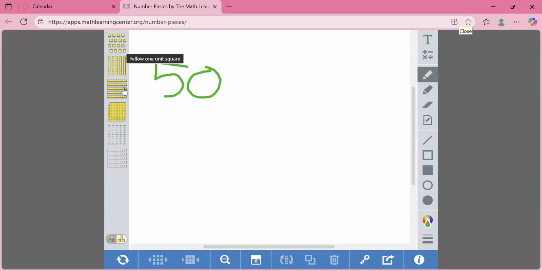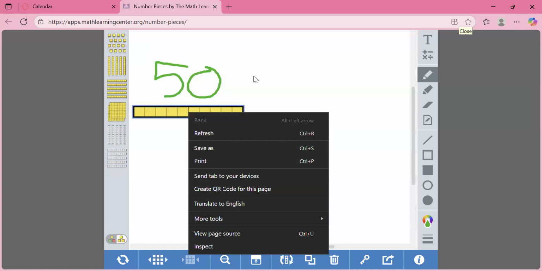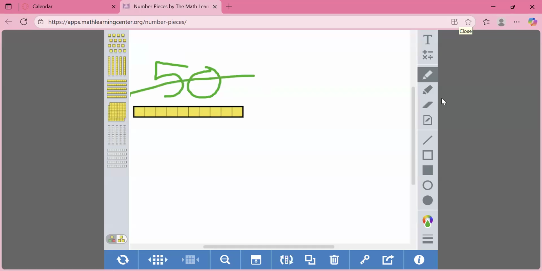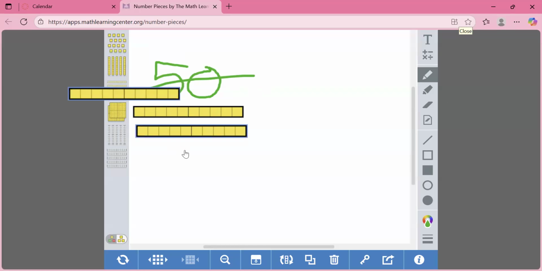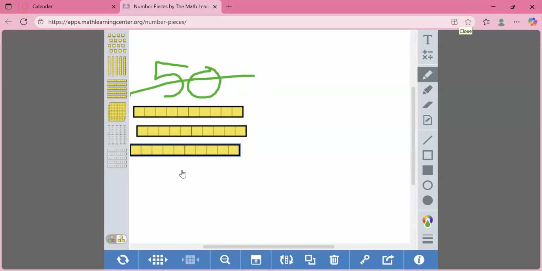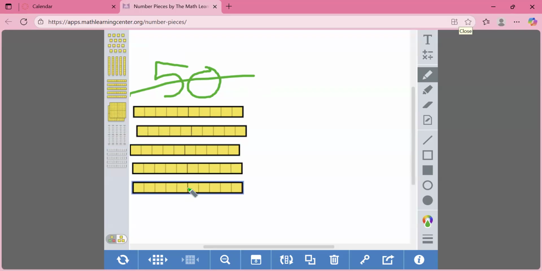If you don't, it's okay. You can have the 10 rods. We can use 5 of the 10s. And that is the same as if we used 50 of the single ones. But we could definitely use the single ones, but that would take much longer.